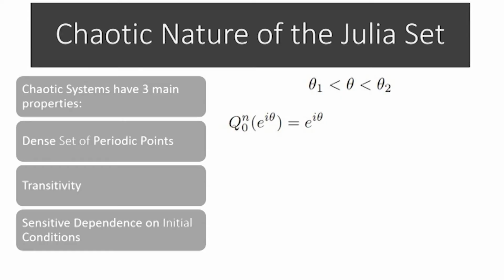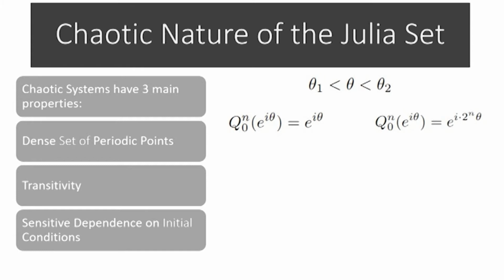Since it's periodic, we know that after a certain number n of iterations of q naught, which is the function that we're going to be iterating on, it's going to be e to the i theta, which is the polar representation, if you remember that, equal once again to e to the i theta. But the same thing also applies that when you iterate e to the i theta, we're going to get this.